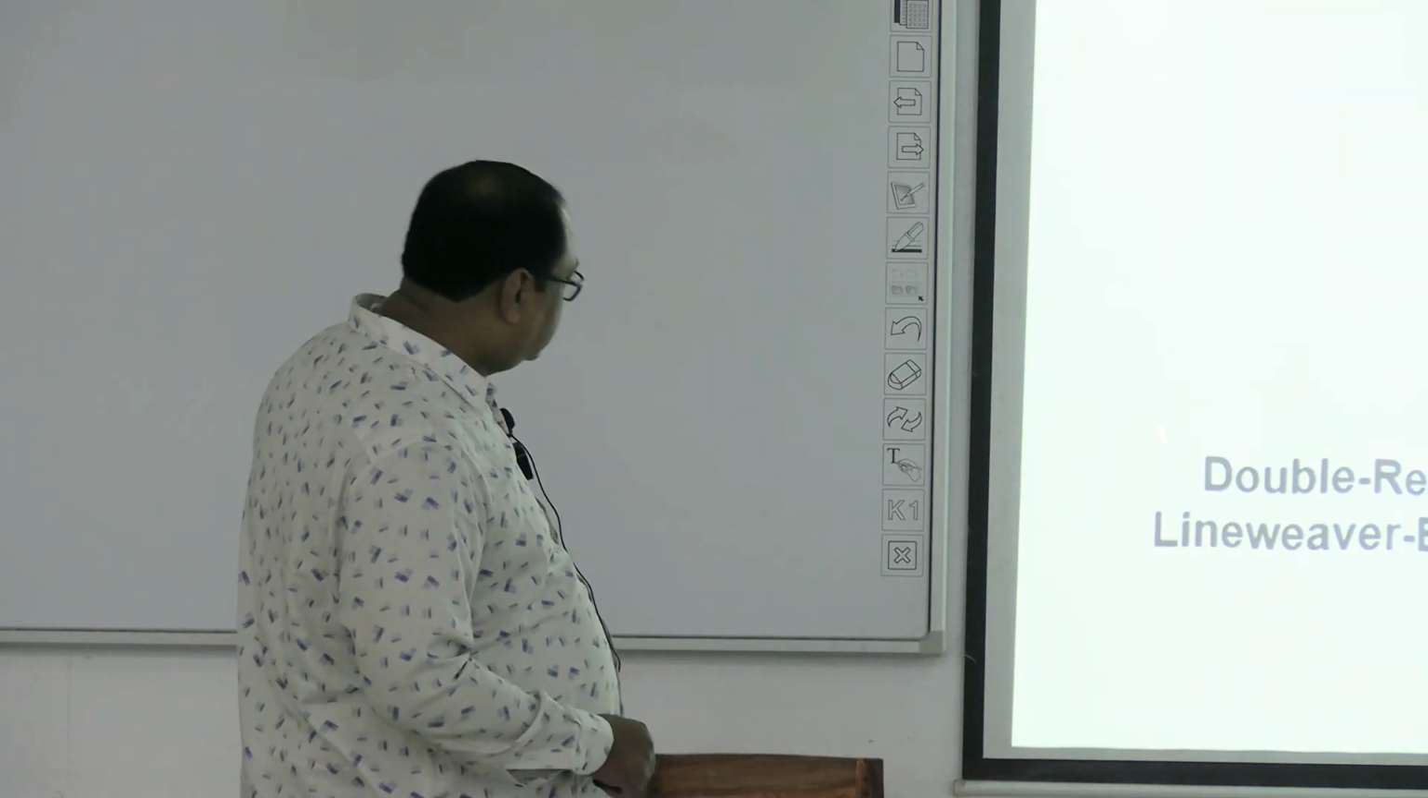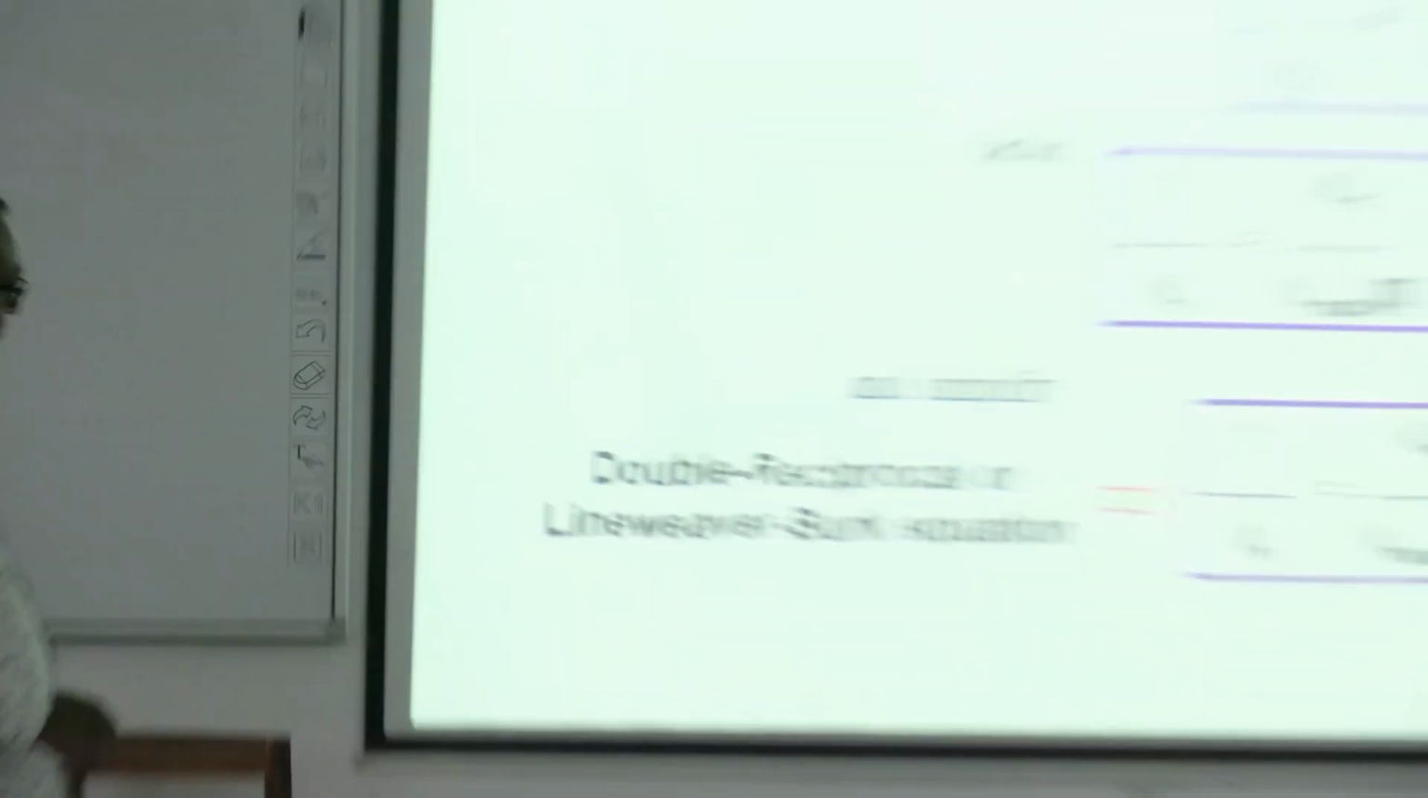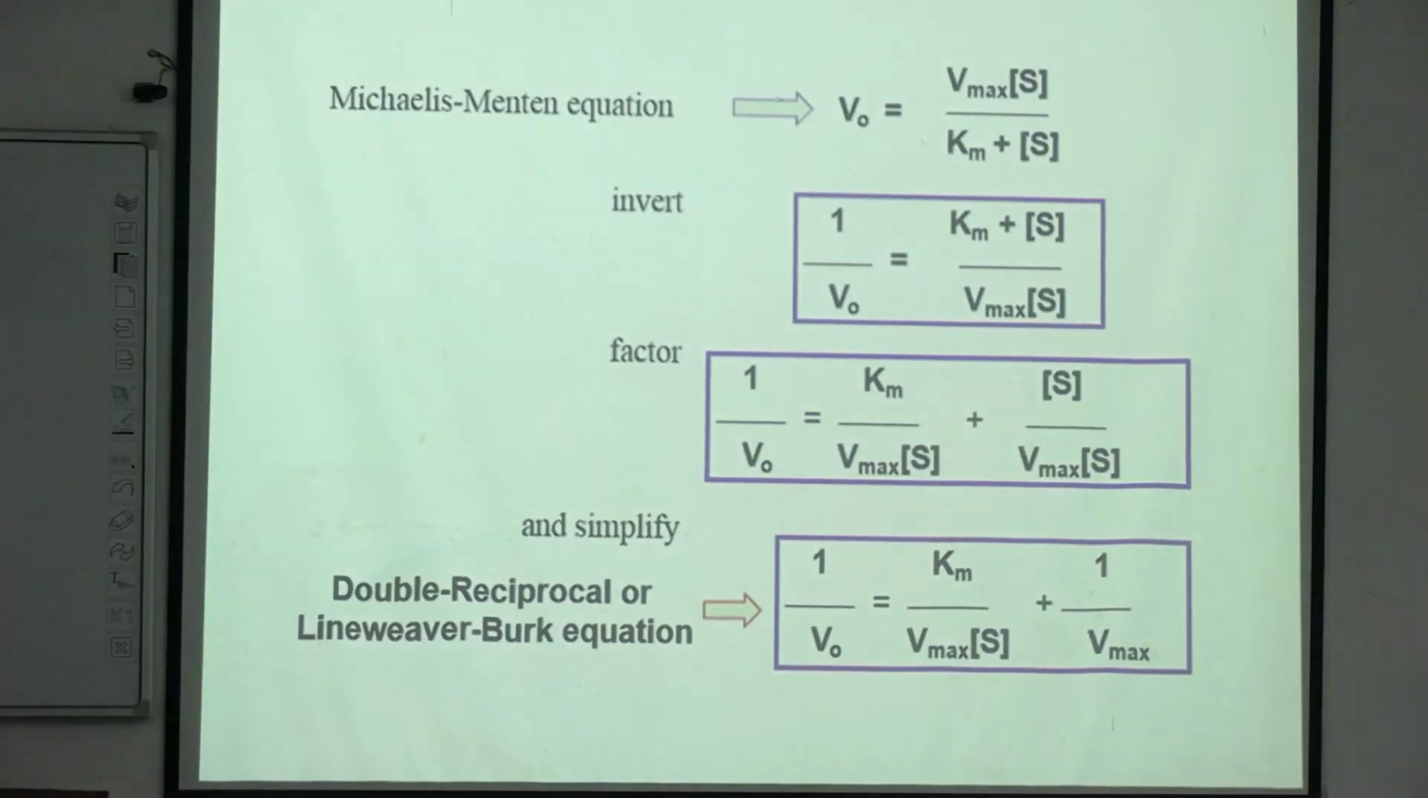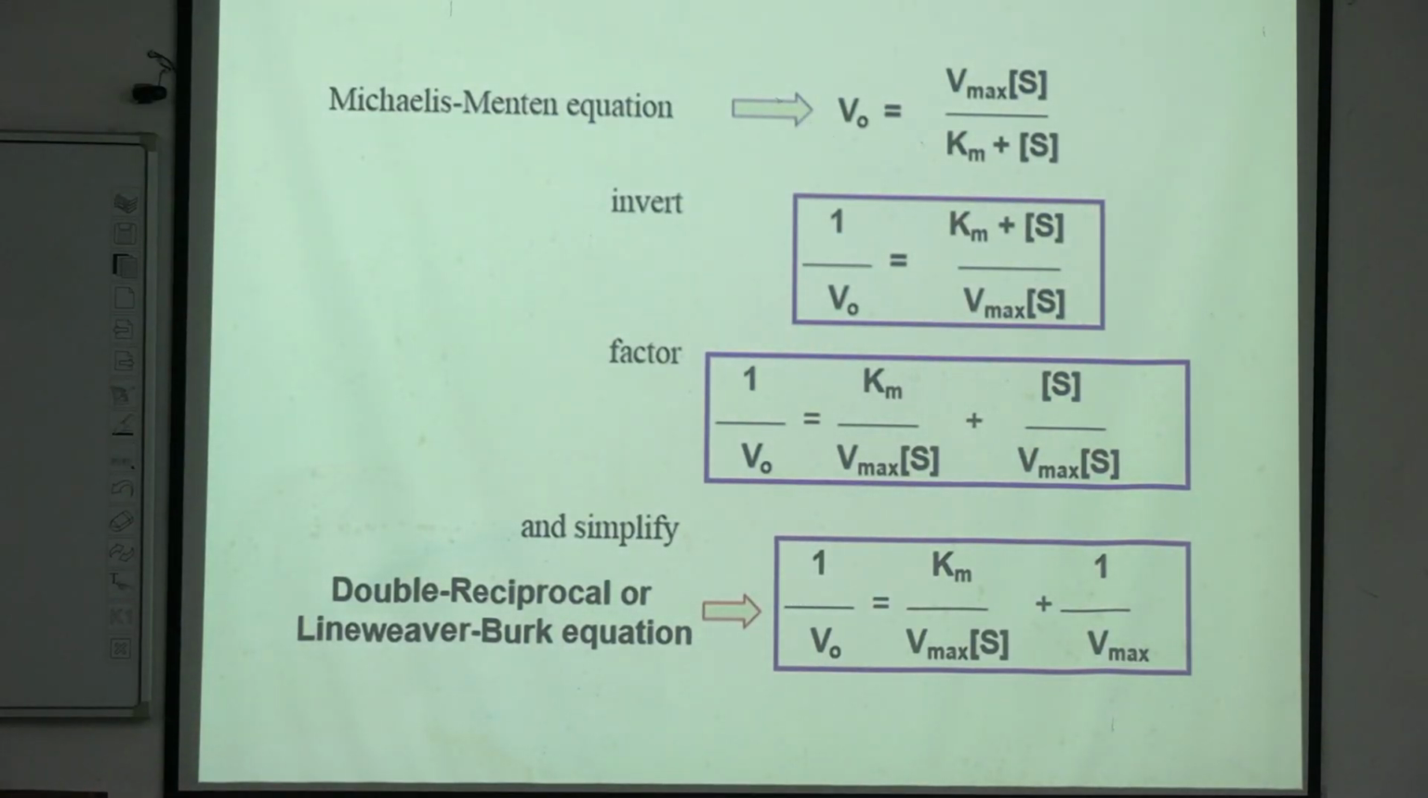Now, this one you write. Double reciprocal plot. Michaelis-Menten equation, a little different form. This one, just memorize it. You need not know the deduction. Just memorize. 1 by V0 is equal to Km by Vmax into S plus 1 by Vmax.